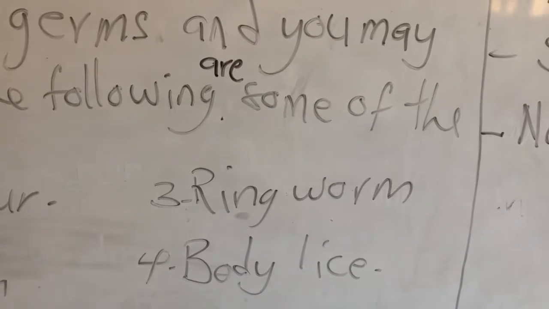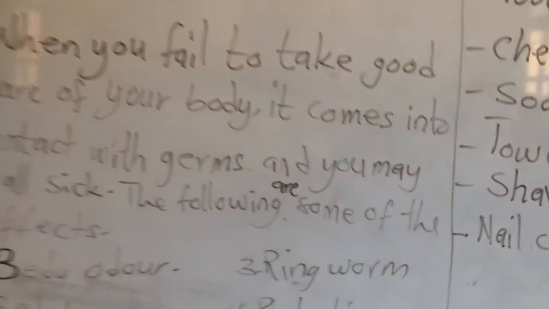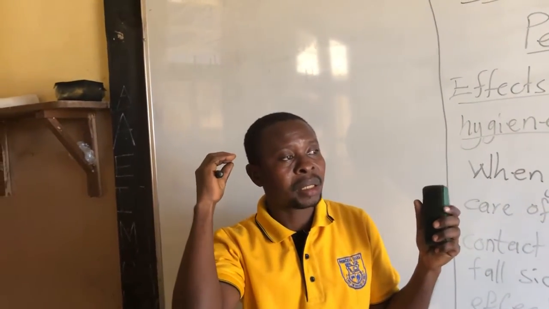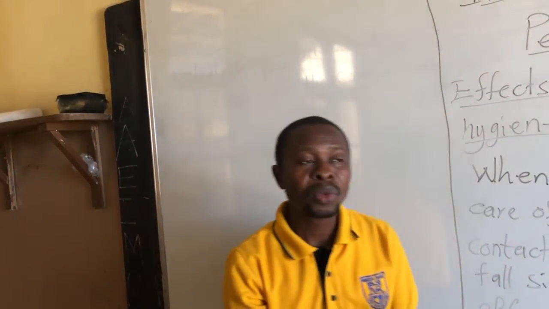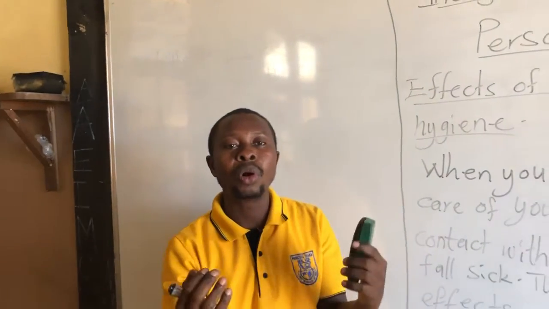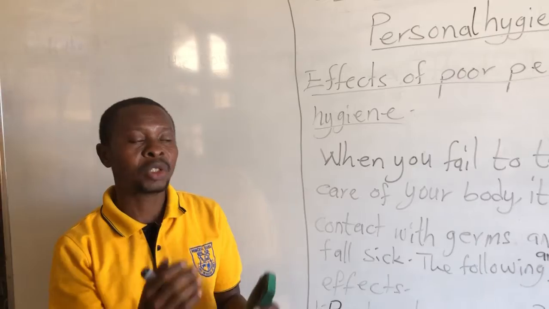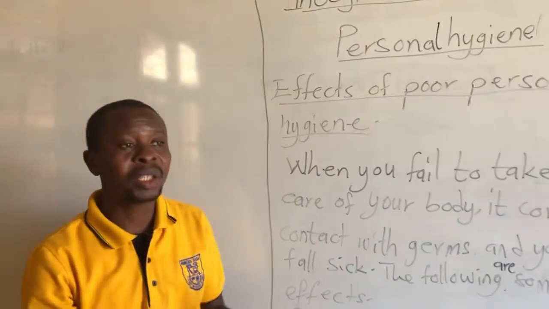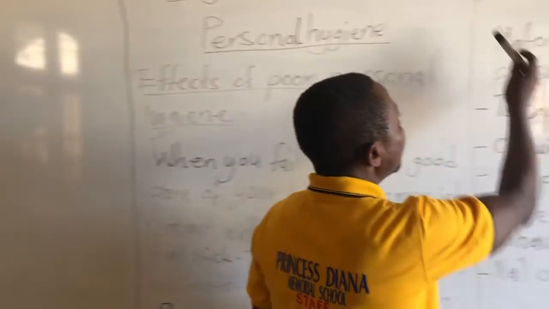Then the next one is body lice. These are small organisms, microorganisms, that live in our hair, and they continue to bite us and suck our blood. To prevent them from sucking our blood, we have to practice good personal hygiene. If you don't, you will develop body lice.